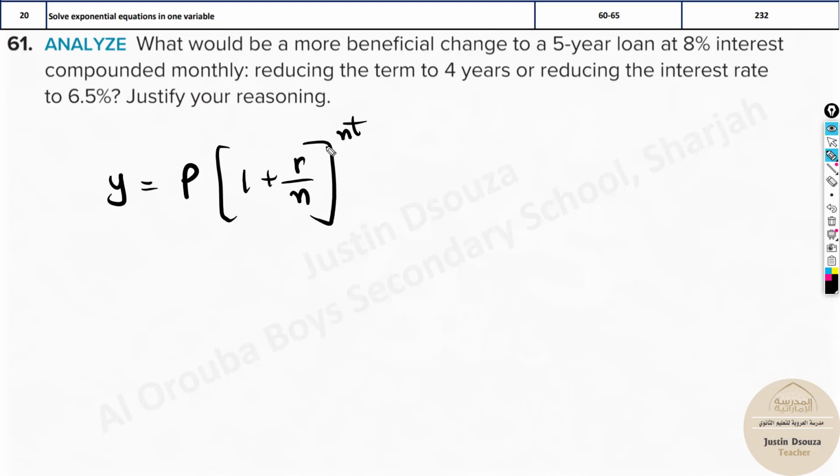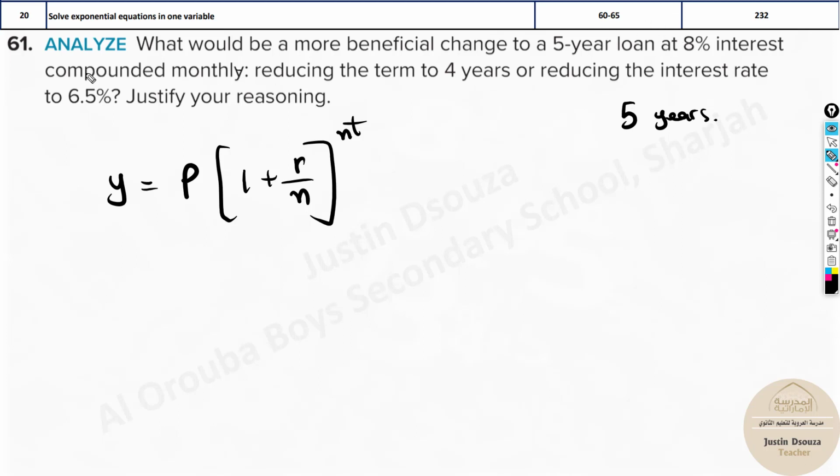Now we can see many things are given. This is important to understand. It's a 5-year loan. That means you will have 5 years to pay back the loan. Okay, but when you pay back for 5 years, wait, let's read over here. 8% interest compounded monthly, reducing the term to 4 years. If you pay 8% interest compounded monthly, but the term is reduced to 4 years, in 4 years you can take it off.